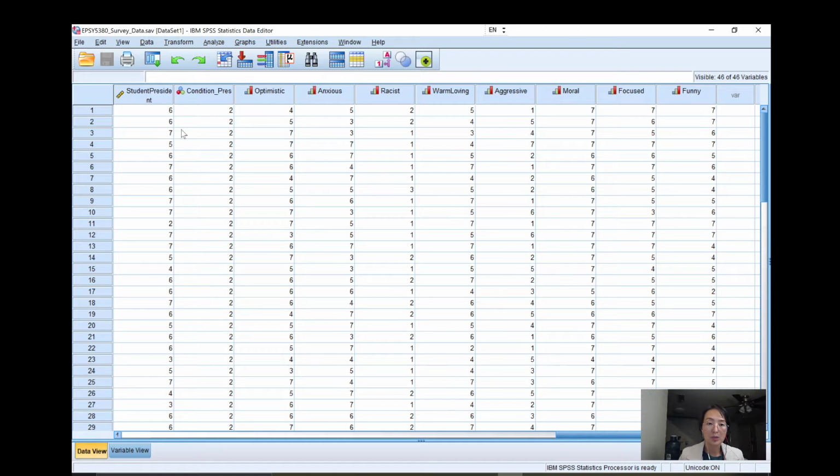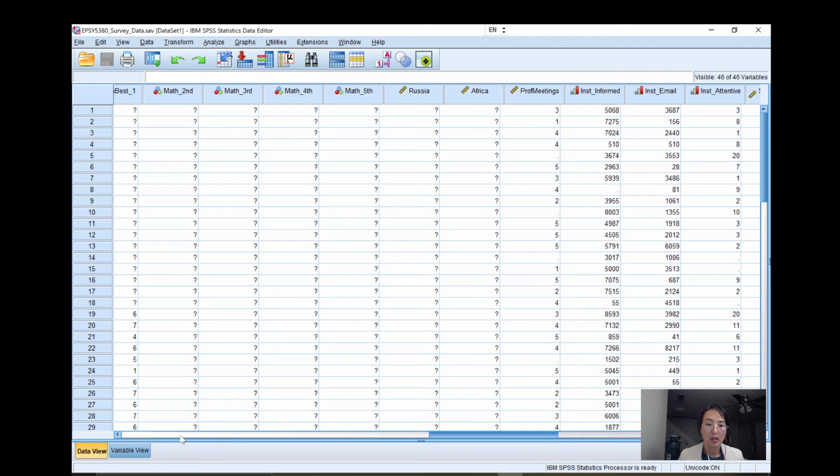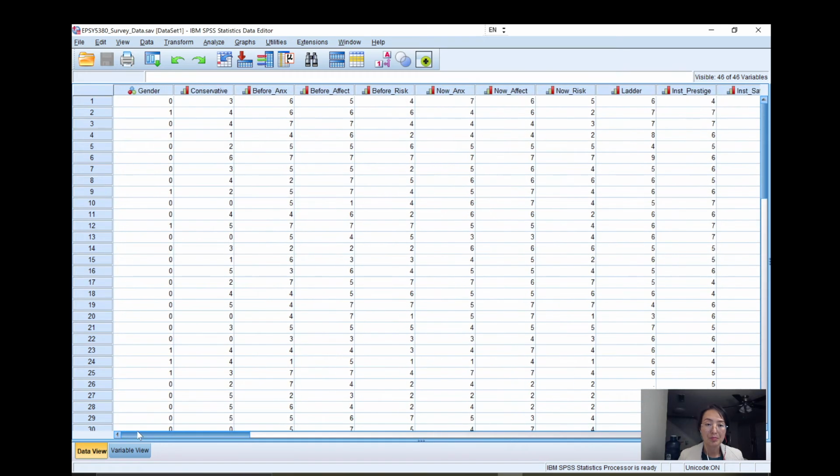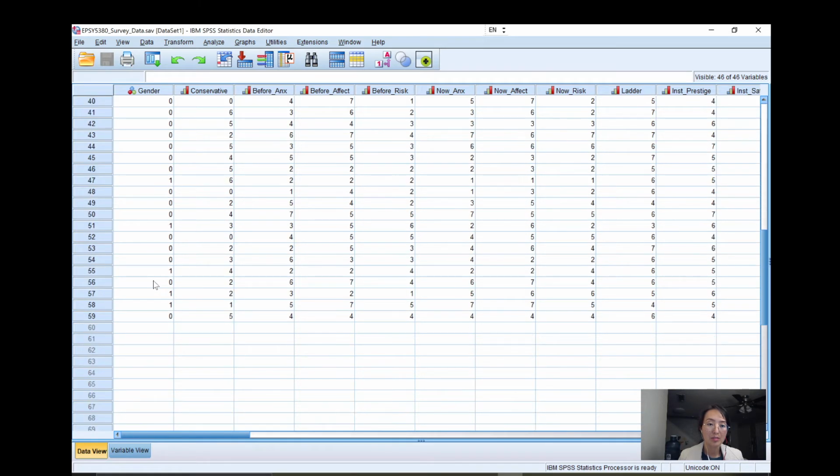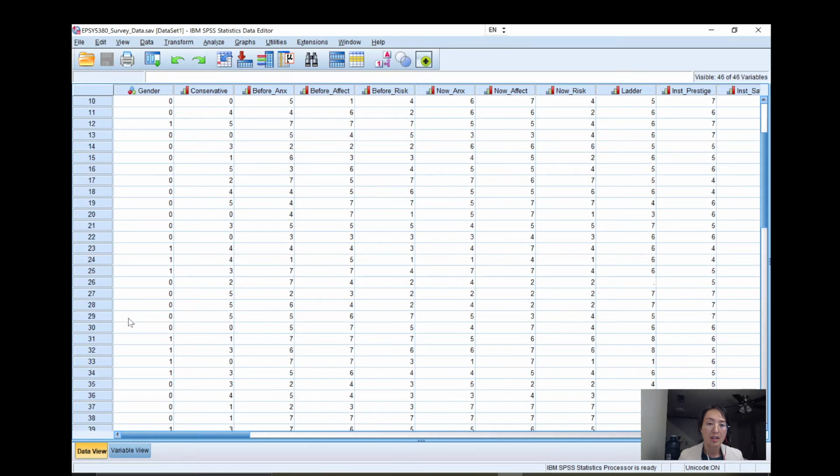The data view, what we see here are all these numeric values of our data. As you scroll down, we have 59 of these cases. That means we have 59 of you who responded to the survey, or 59 of your responses were recorded here.